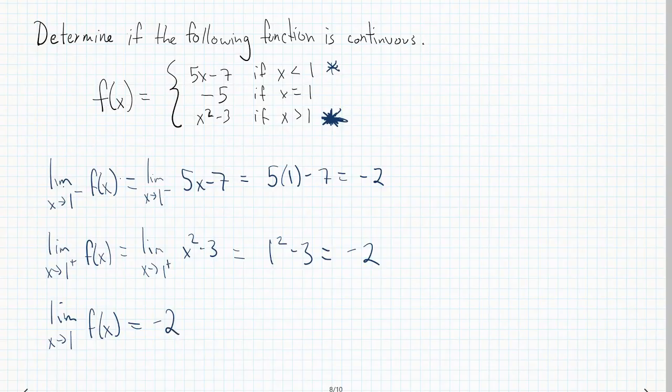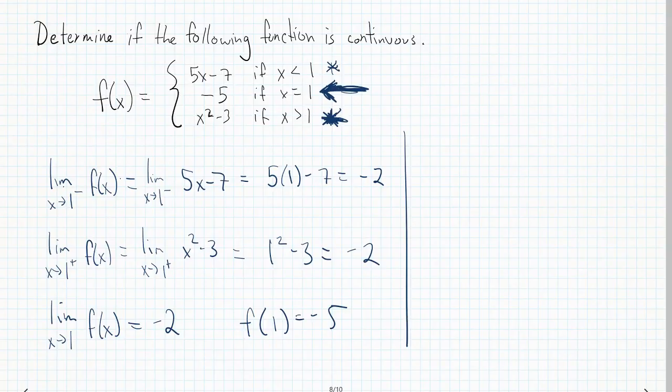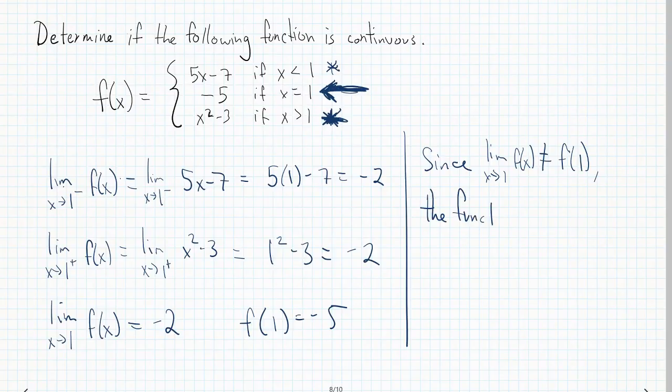Now, we need to compare this to f of 1. But f of 1 we get by looking at this value. Because x equals 1 there, so notice our f of 1 equals negative 5. Okay, but these two aren't equal. So that tells us something. Since the limit as x approaches 1 of f of x does not equal f of 1, the function is not continuous.